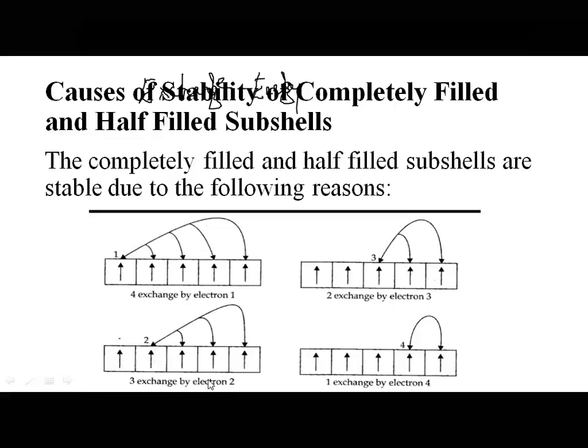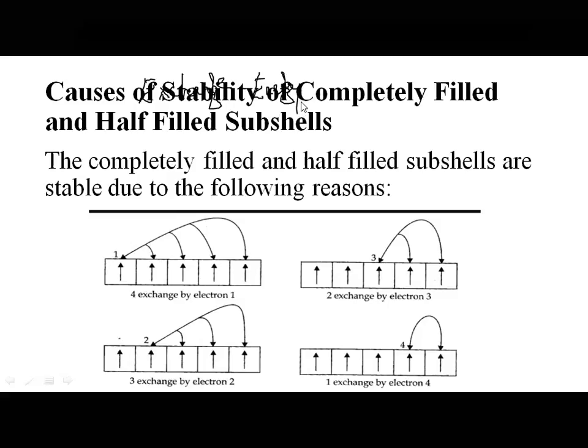So three exchanges are possible by electron 2, two exchanges are possible by electron 3, and there is only one exchange by electron 4. So where does this exchange energy come from? The stabilizing effect arises when two or more electrons with the same spin are present in the degenerate orbitals. These electrons tend to exchange their position, and the energy released due to this exchange is called exchange energy.